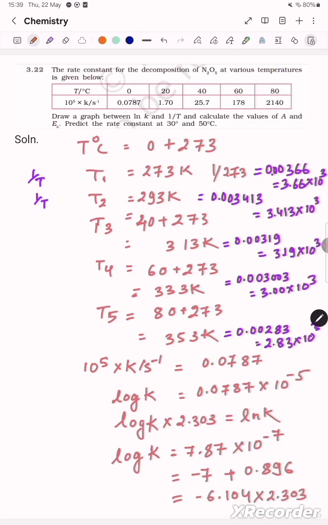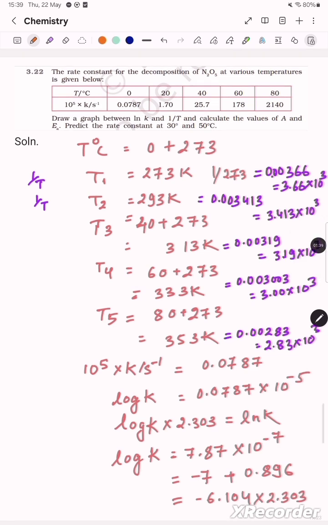Next you have to calculate the rate constant value at temperature 30 degree and 50 degree. Now again we take this temperature degree Celsius into Kelvin. First we convert this. Now adding 273 to 30 degree, this will become 303, and 273 to 50 degree Celsius, this will become 323.